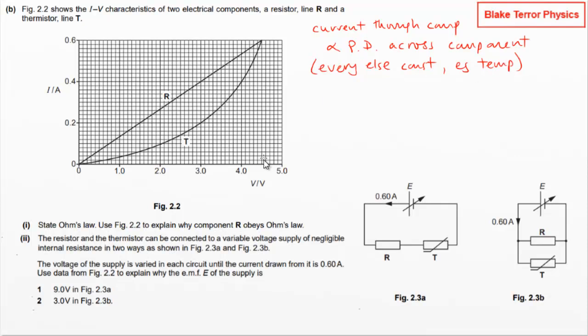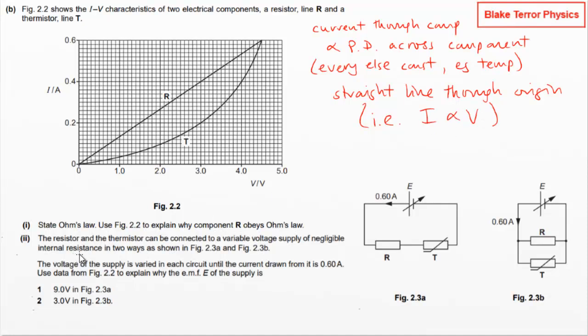So that's our Ohm's law, and then we can say why this obeys Ohm's law, because the line for R is a straight line through origin, which fits with Ohm's law, because that means we've just got a constant R, i.e. I proportional to V.